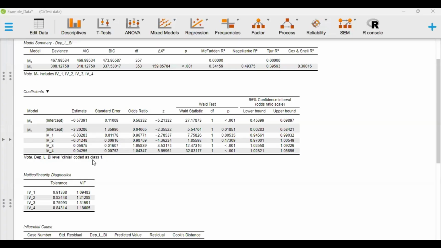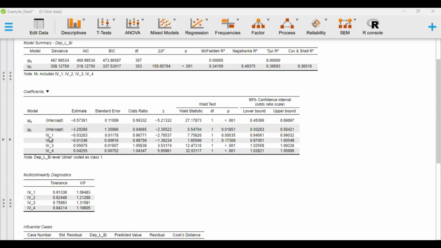The simple interpretation is that you can say, for example, IV1 is significant, the odds ratio. You can say that higher levels of IV1 are associated, because it's a negative prediction, with significantly decreased odds of clinical levels of depression, because our outcome that we want to detect is clinical levels of depression versus non-clinical levels. That means that our first independent variable is a protective factor.